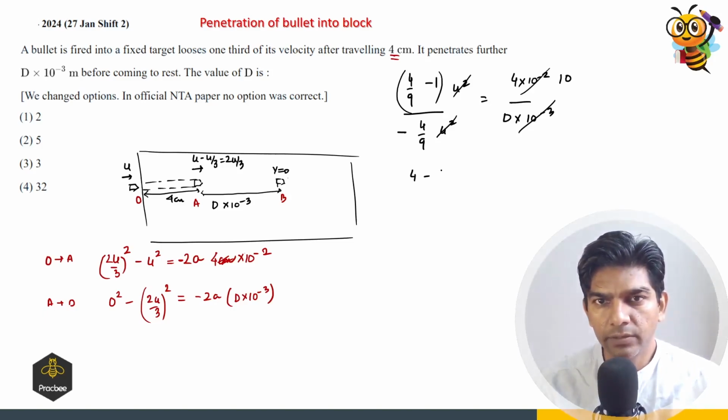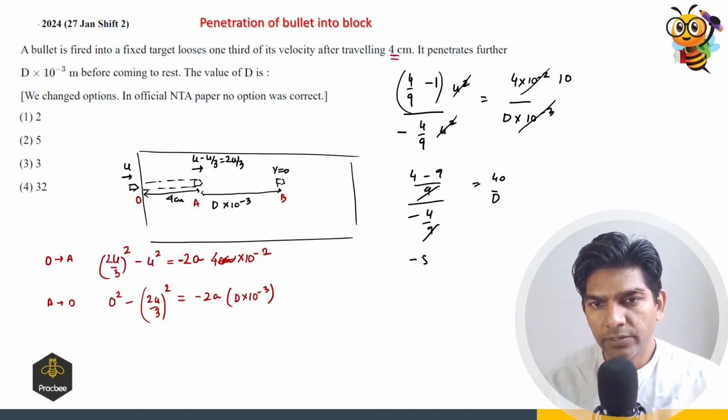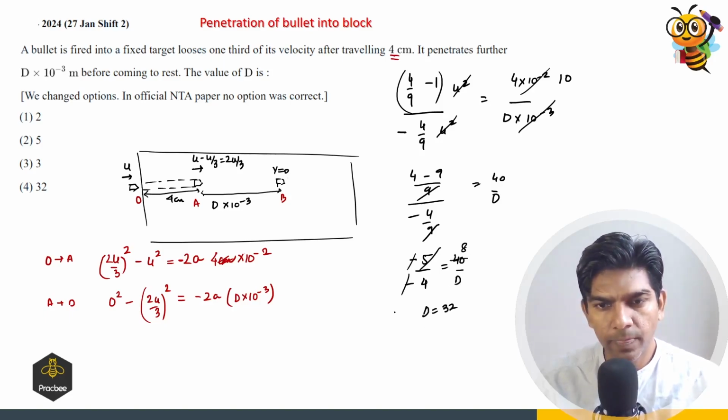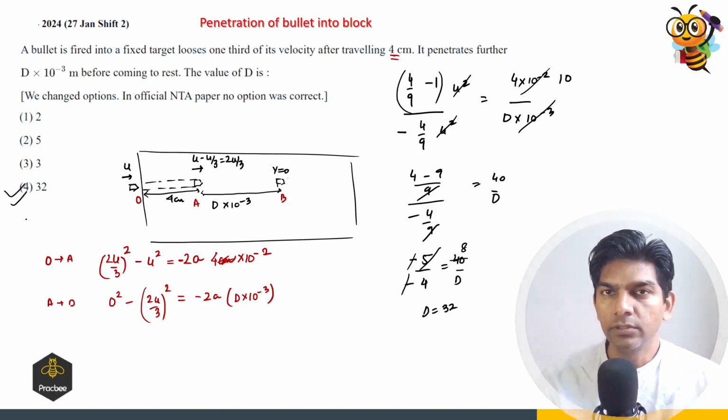So 4 minus 9 by 9 divided by minus 4 by 9. So 9 will get cancelled out. So it will be minus 5 upon minus 4 equals 40 by d. So this will give us 8. So d comes out to be 32. So option 4 is the right answer.